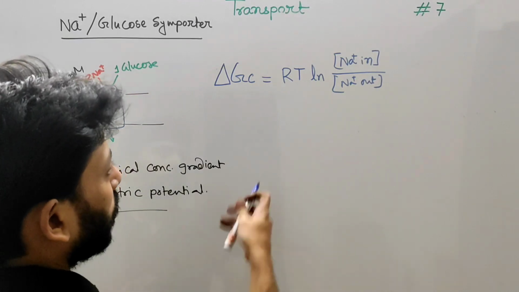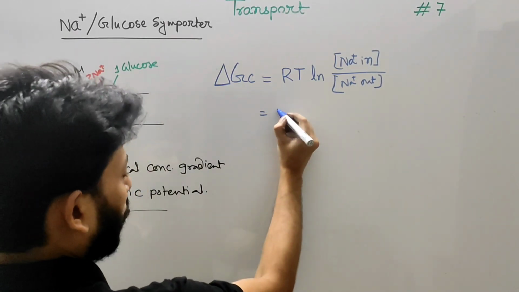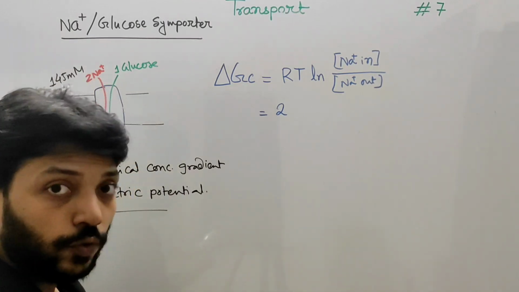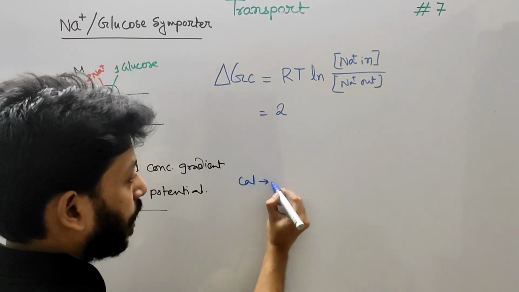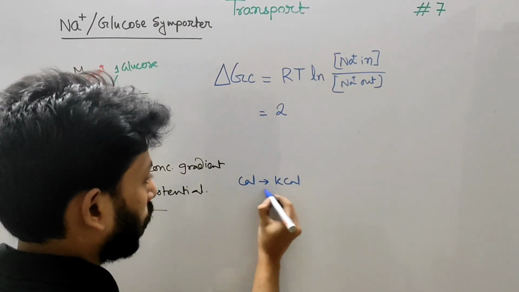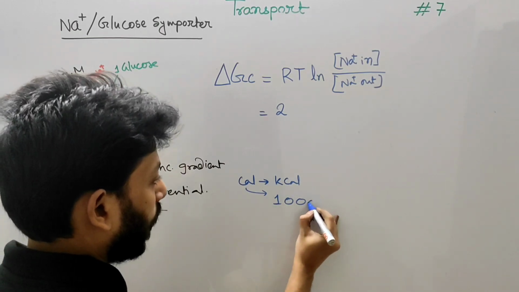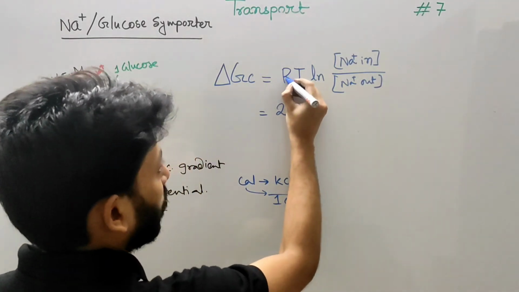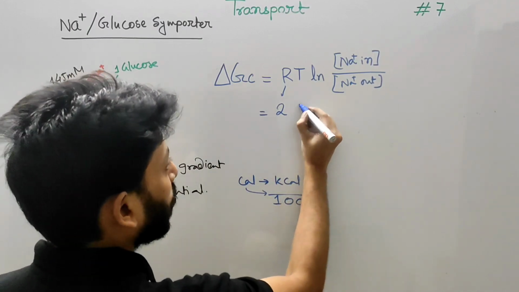Now R is the gas constant, and it is approximately 2 in value, but it is 2 in calories. So we will convert this calorie into kilocalorie. So we will divide this whole equation by 1000, because to convert calorie into kilocalorie we have to divide by 1000. So the value of R, the gas constant, is approximately 2.